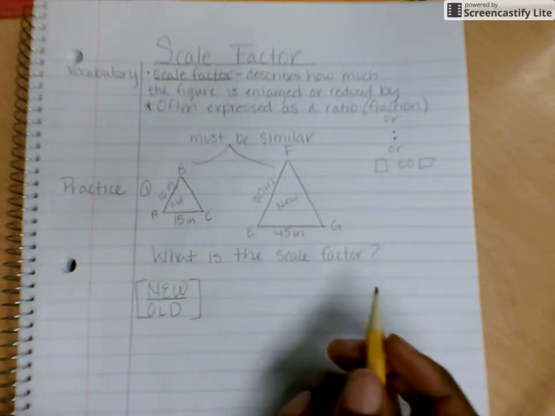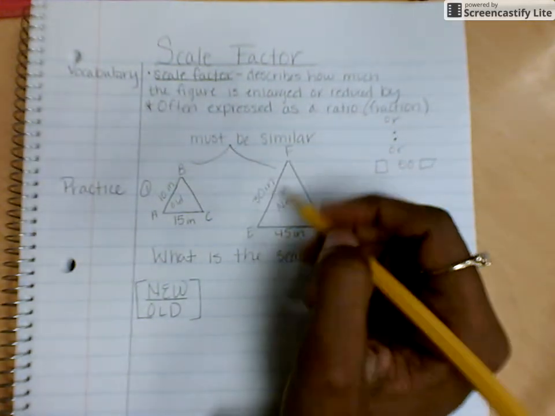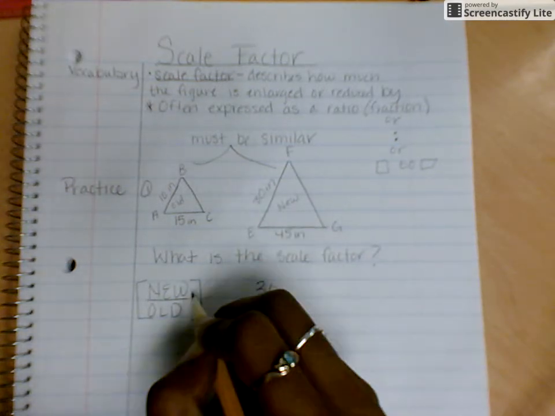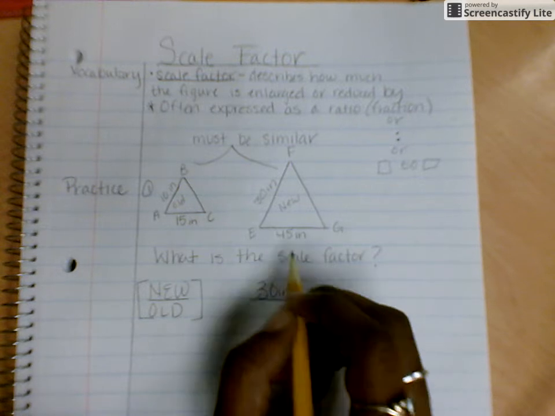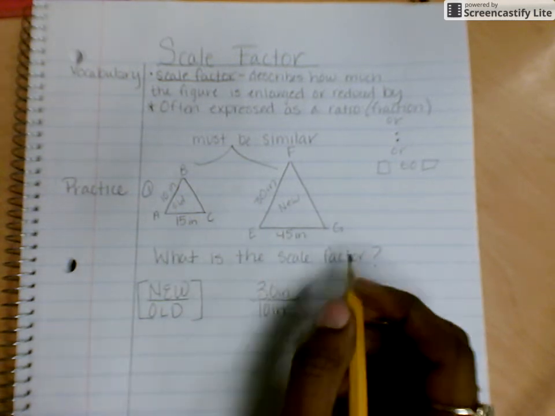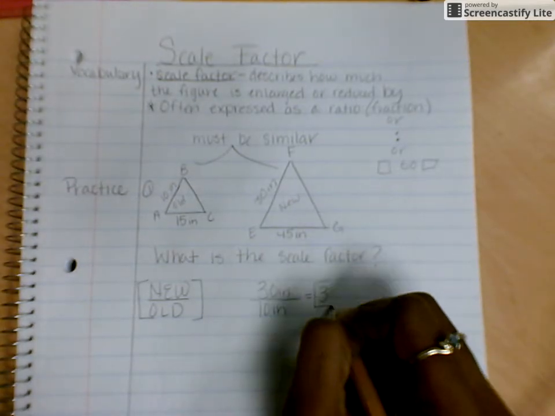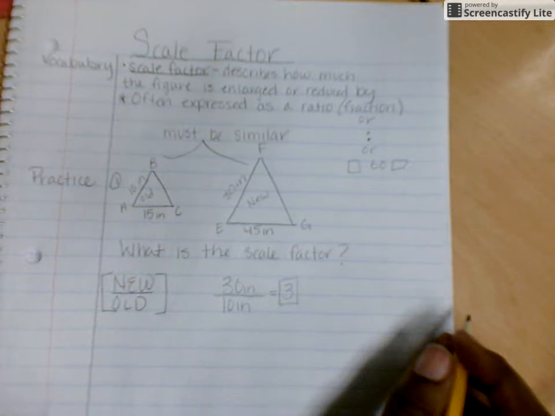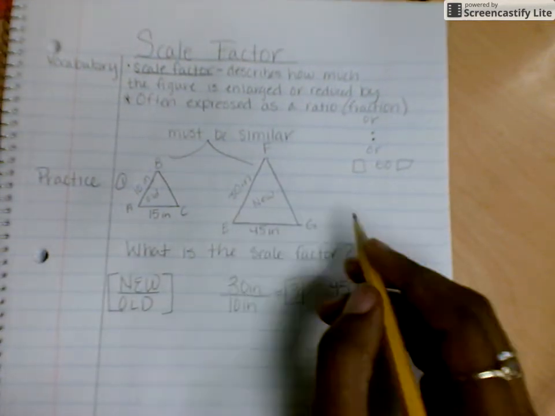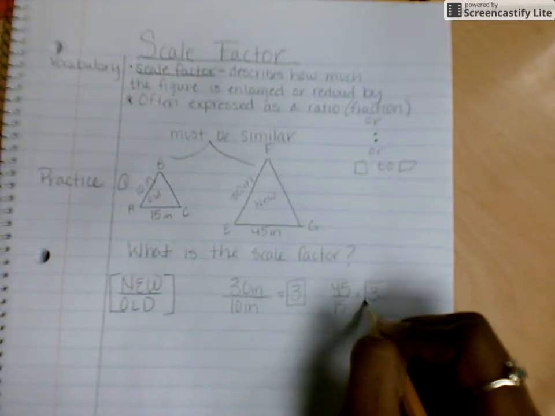Same concept. So you have to find corresponding sides. Corresponding means matching. So 30 inches new corresponds to what side? Which is 10 inches. All I need to do is divide and I get 3. And then I do it with the other sides. Let's just confirm. So I have new to old equals 3.